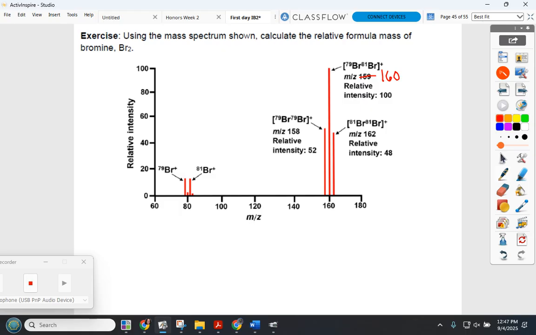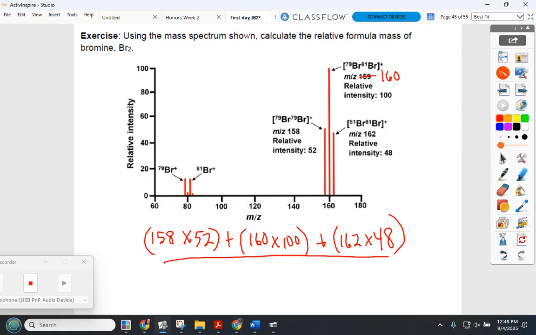So it would just be your mass over charge, say 158 times your relative intensity, 52, plus 160 times 100, plus 162 times 48. And then the denominator would be all of the intensities, because again, this is normalized with the highest peak at 100%. So you would put this over 158 plus 160 plus, or sorry, not the intensities. I messed that up, sorry. Let me go back, I was looking at the wrong numbers. So this would be 52 plus 100 plus 48. So in this case, it's going to be 200 on the bottom there, right?